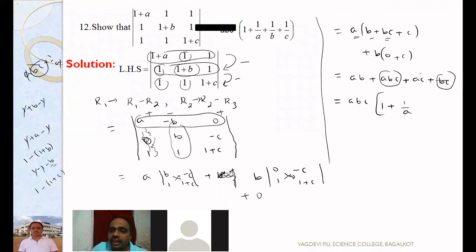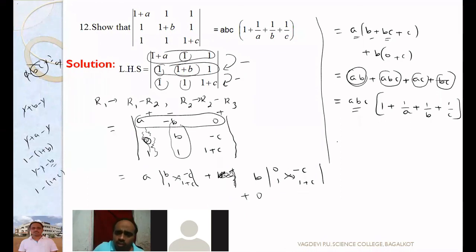Next, in AC, I've taken ABC common, but B is not there. When B is not there, you have to balance with 1 by B. Plus, last you observe AB. In AB, I've taken ABC common, but C is not there, so 1 by C. Whichever factor is not there, you have to balance it by dividing. So when you take ABC common, we get 1 plus 1 by A plus 1 by B plus 1 by C.